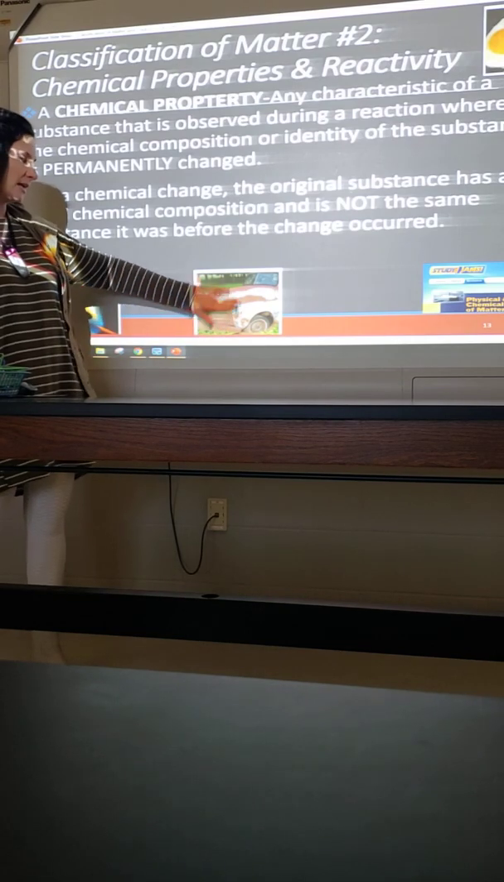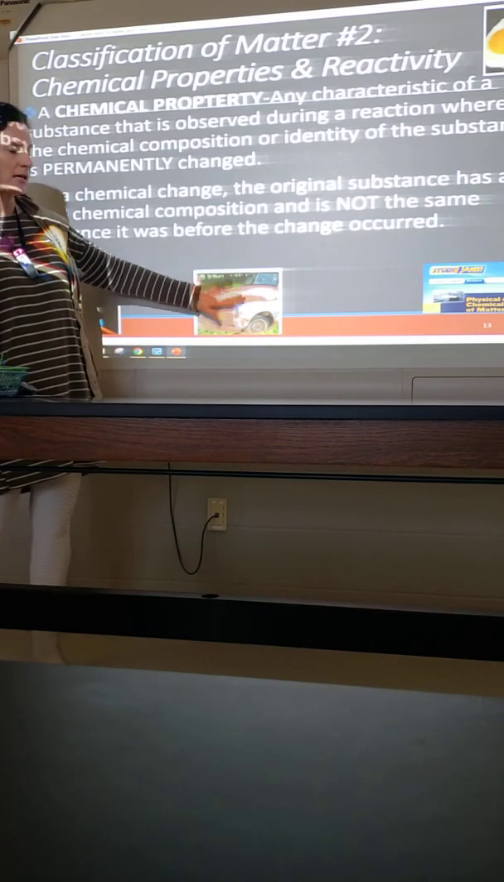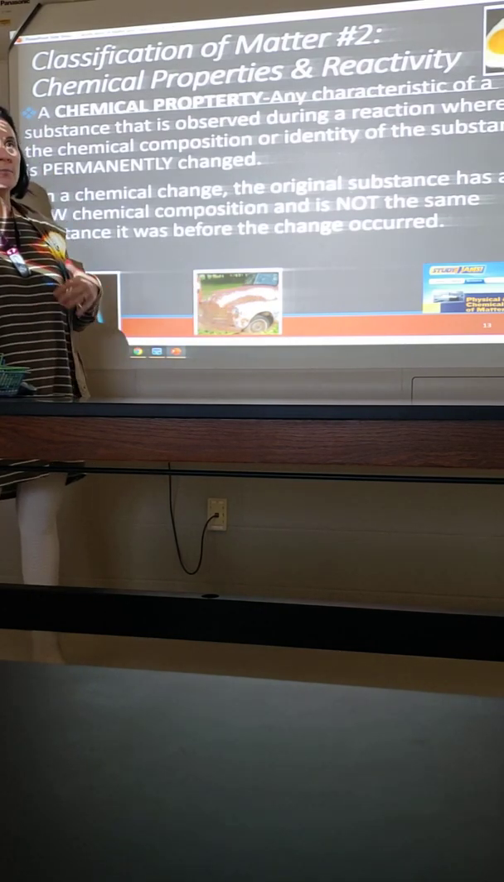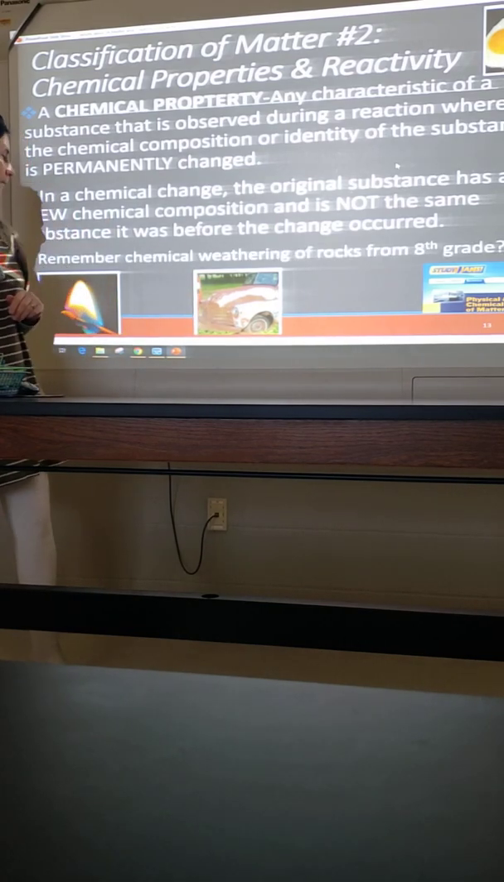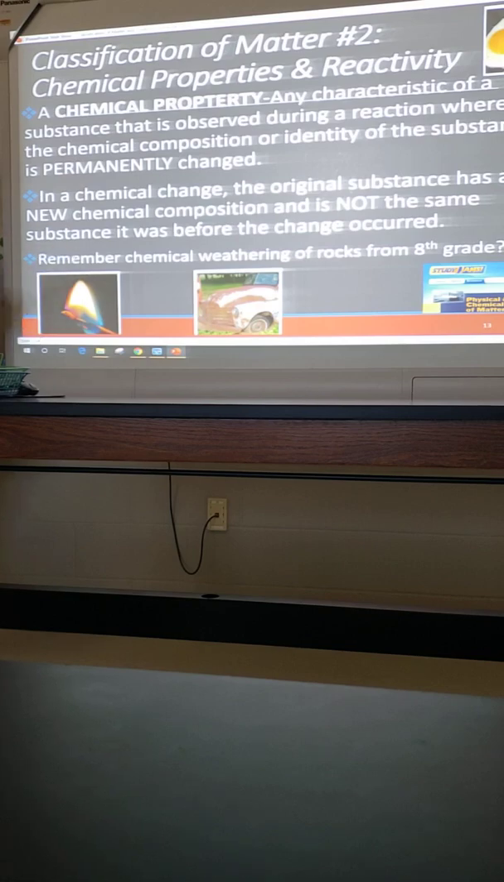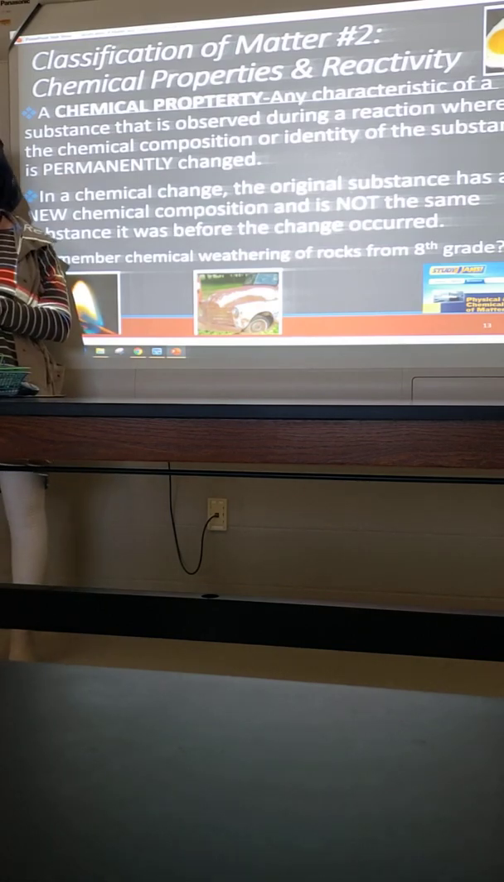Same thing with the rust. I can sand it and get the rust to go away, but I can't turn that rust back into the iron, okay? And so, again, think back to the chemical weathering that we talked about in 8th grade, right?